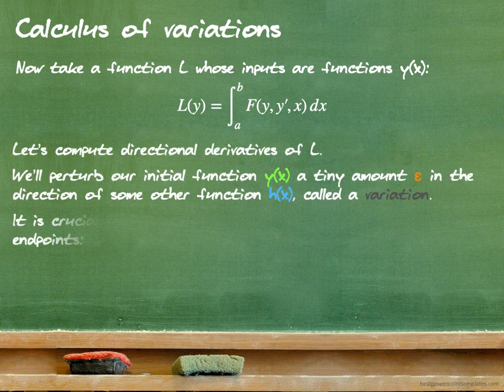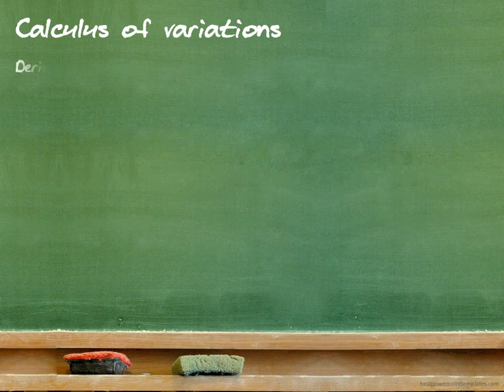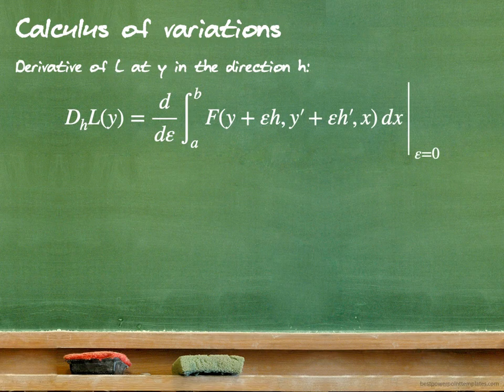We can compute the directional derivatives of L almost exactly the same way we did in the multivariable case. We start with an initial base point y, we move a tiny amount epsilon in the direction of some other function h, which we call a variation. Now it's convenient to assume that the variation doesn't do anything at the endpoints, so h of a equals h of b equals 0. The formula for the directional derivative of the function L defined in this manner is almost exactly the same as it was in the finite dimensional case.